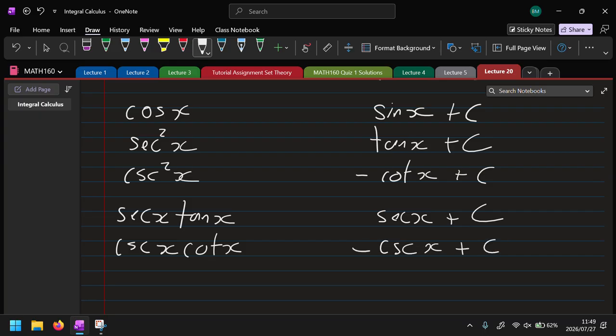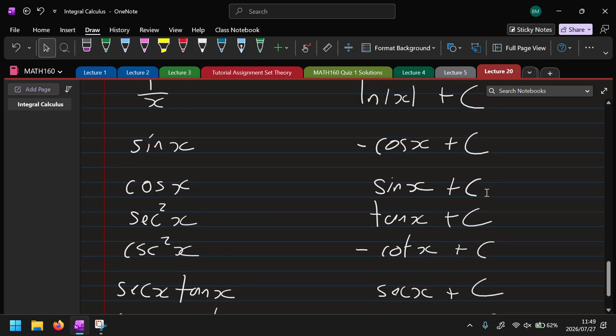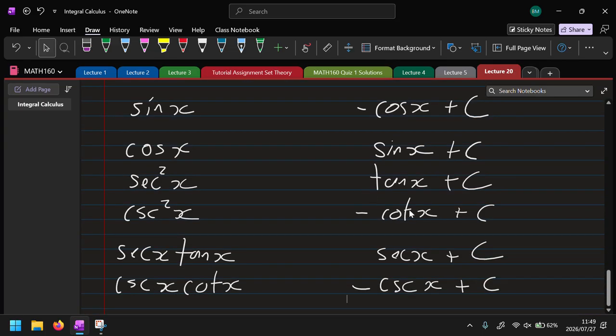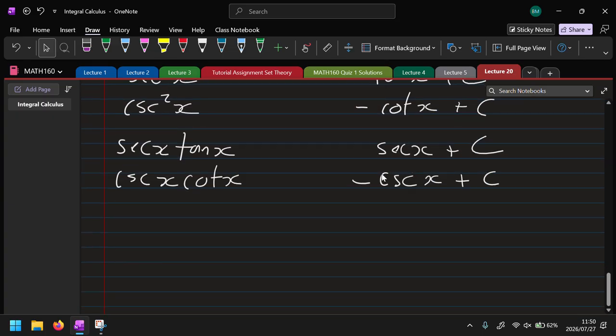Okay, and that comes with the minus. You can see the pattern here. So cosine, the co-function with the minus, cotan, co with the minus, cosec, again, co with the minus. Yeah, that's how you remember it. And then for the derivative table, it was the opposite.